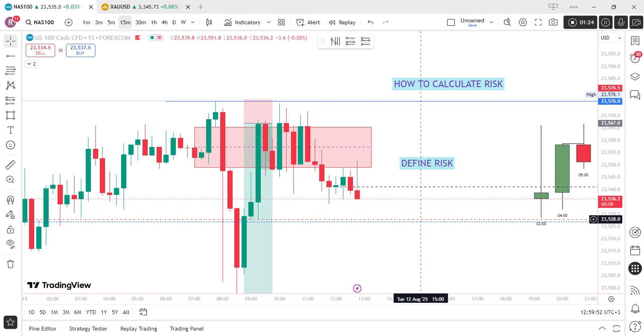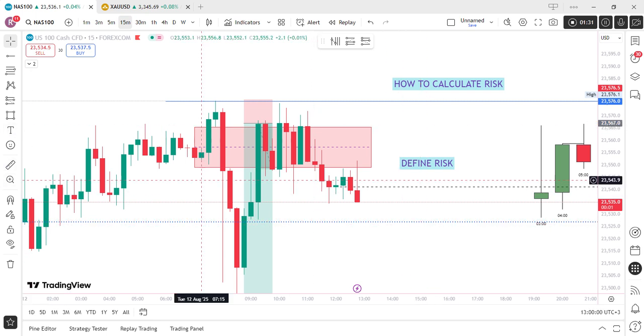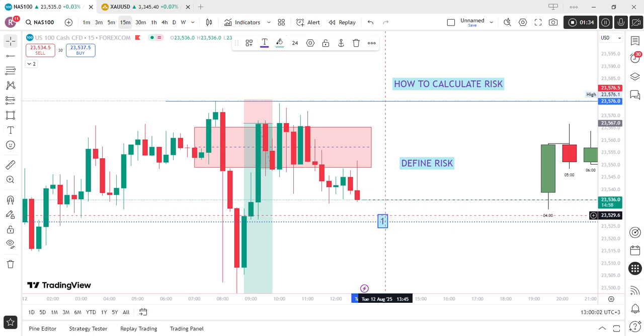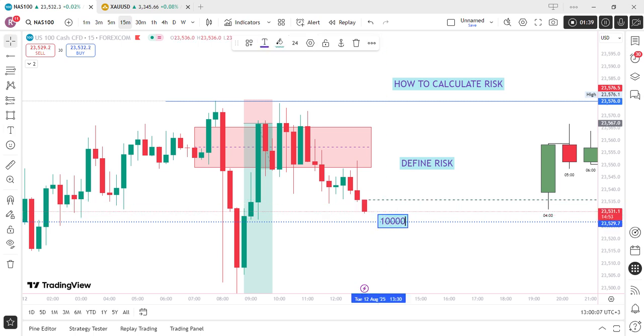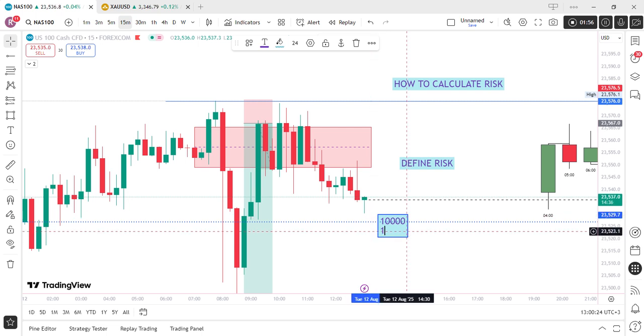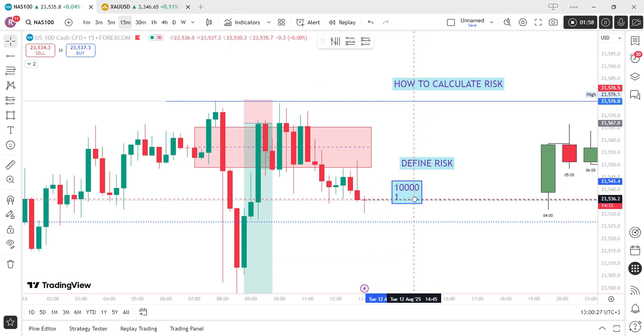In most scenarios, let's say you have a 10,000 USD account, and you want to risk 1%. That is the percentage. And in terms of dollar risk, this is what you're going to do. You're going to take the 10,000 times 0.01, which is going to give you 100.